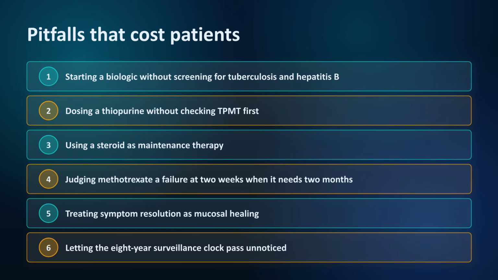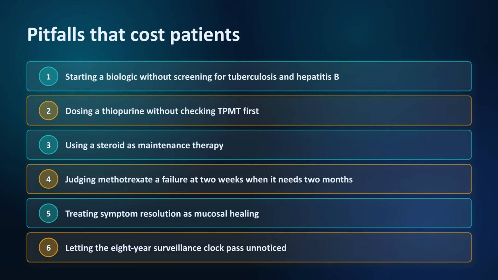The pitfalls that cost patients. First, starting a biologic without screening for tuberculosis and hepatitis B, the single most preventable harm here. Second, dosing a thiopurine without checking TPMT first. Third, using a steroid as maintenance therapy. Fourth, judging methotrexate failure at 2 weeks when it needs 1 to 2 months. Fifth, treating symptom resolution as if it were mucosal healing.